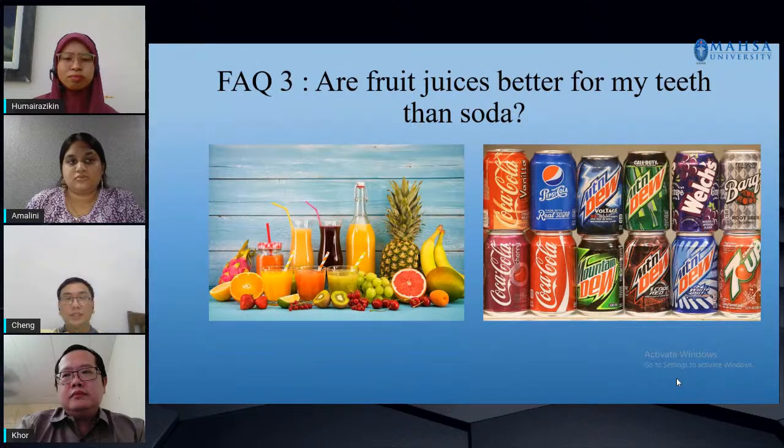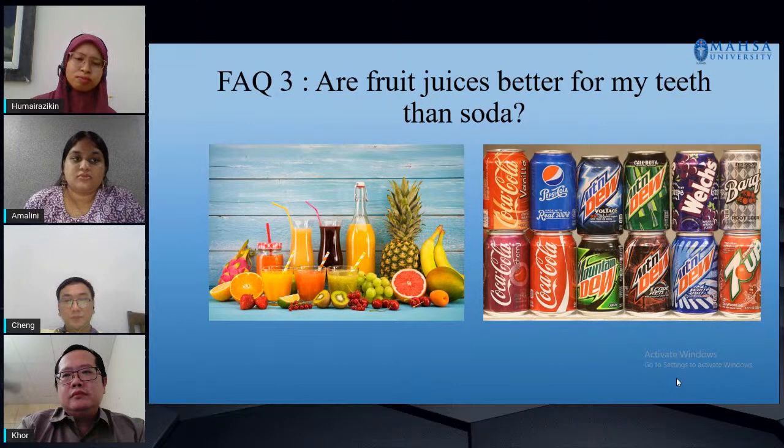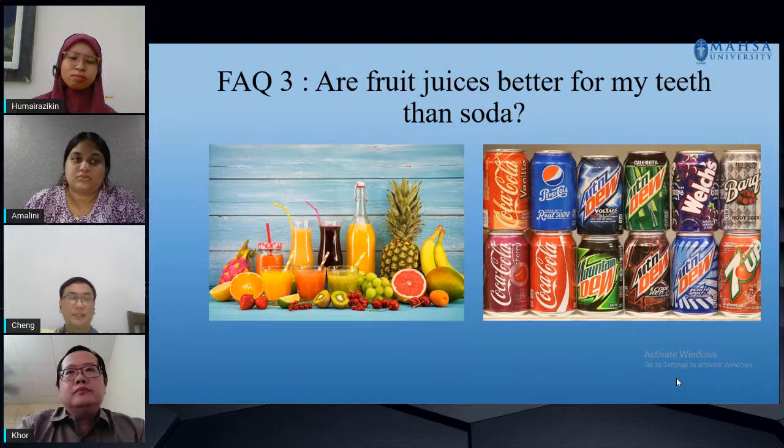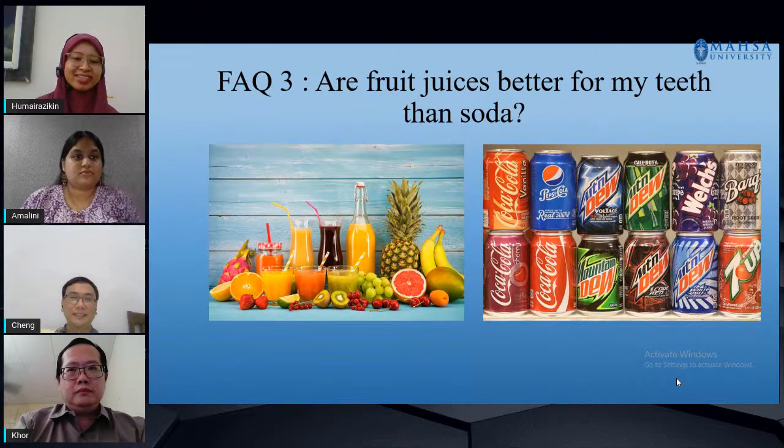And the sugar in soft drinks and the sugar in fruit juice are basically the same. So you are drinking the same type of sugars, and quite a lot of sugar, in fruit juice. So in the dental part, I would say that fruit juice and soda are both not good. I mean, fruit juices are not better than sodas. They are equally bad. Yeah, that's it. Thank you.